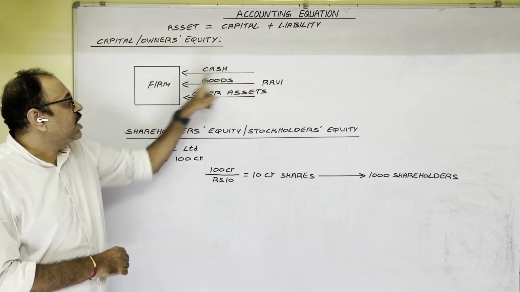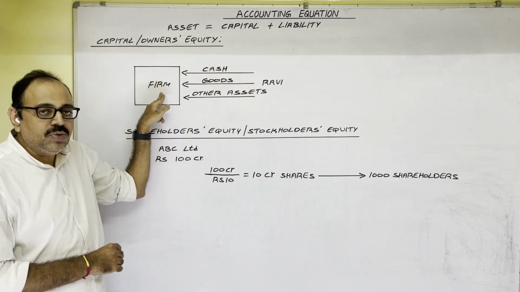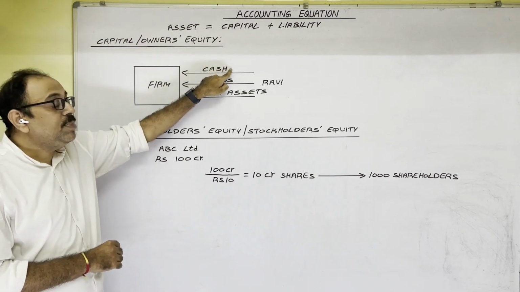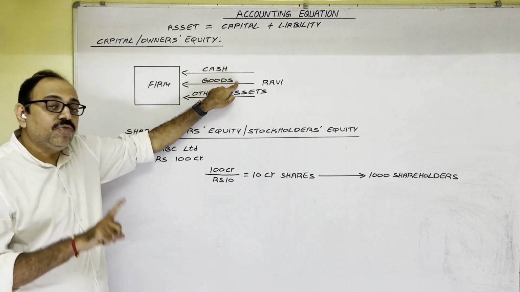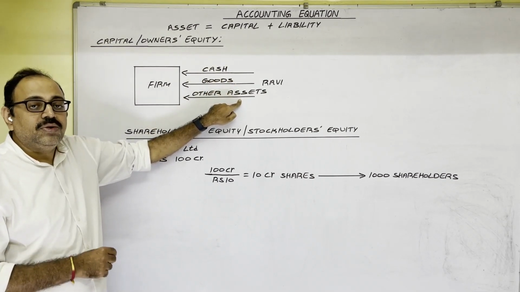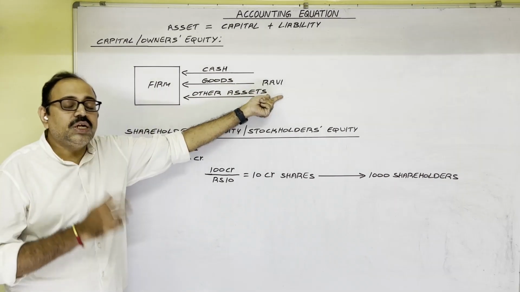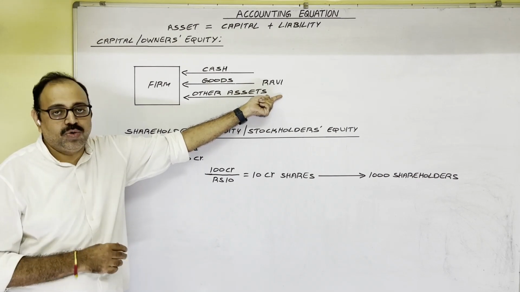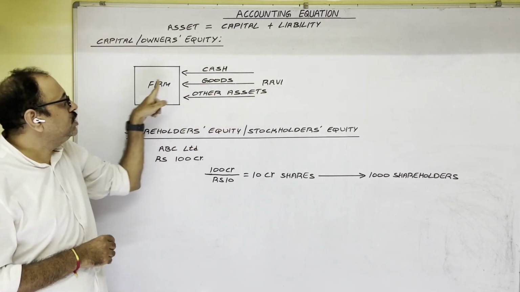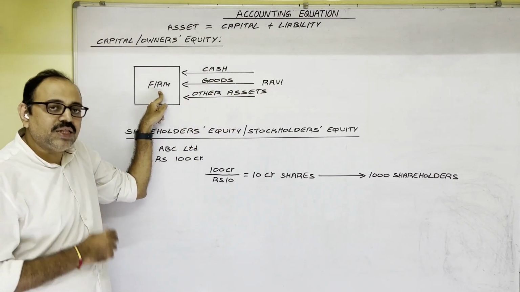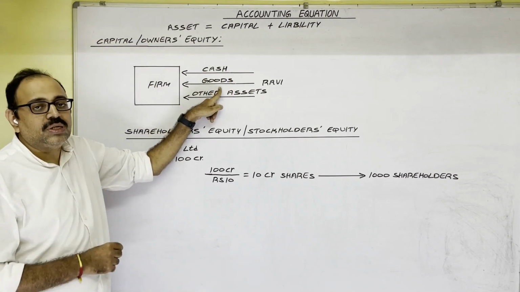Suppose Ravi wants to start a stationery shop. Generally, he brings money to start the business. Don't think that capital will always be in the form of cash. Sometimes capital may be in the form of goods or other assets. For example, this is a stationery shop. So Ravi has some goods at home. Ravi has 10 notebooks at home, unused notebooks. Instead of keeping them at home, he can bring these goods into the shop. Books he can sell in the stationery shop.